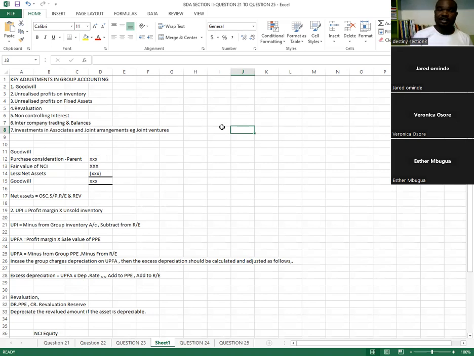Then the balances. Balances is now for the balance sheet. In this question we have seen that at the end of the year, there was this amount due to this one, that one. So right this way, intergroup balances should be subtracted from trade receivables as well as from trade payables.